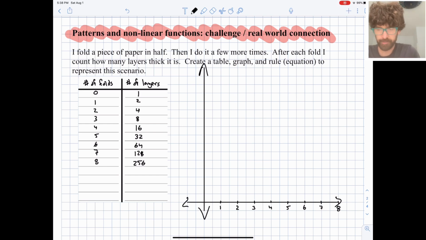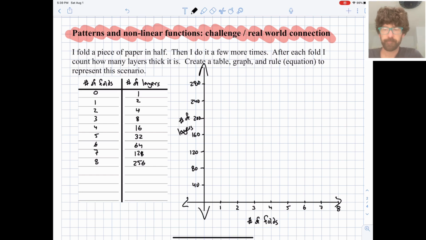And let's go ahead and graph number of folds. I think you can tell that this is definitely a non-linear pattern. Things start increasing so quickly. And this is number of layers. And let's make sure we get up to about 250 here. So I'm going to go up by 40s every other, so every square is 20: 80, 120, 160, 200, 240, and then 280.